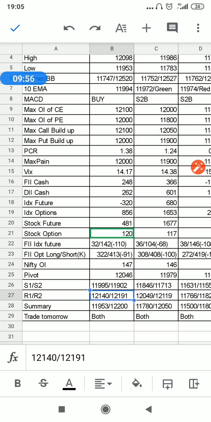Okay, so for tomorrow we should be open to trade both sides. If we get a dip toward 11,950 to 12,000, we should look to buy. Any rally till 12,150 and 12,200, we should look to sell. So that is for tomorrow.